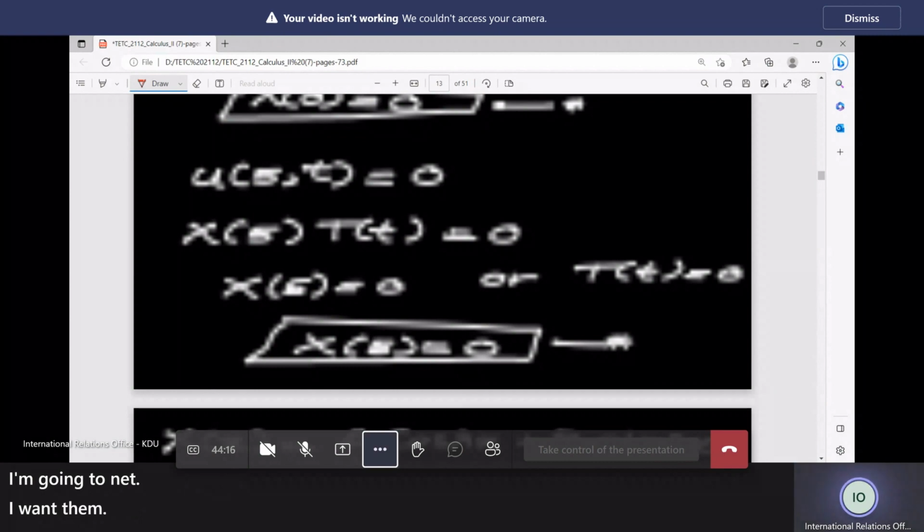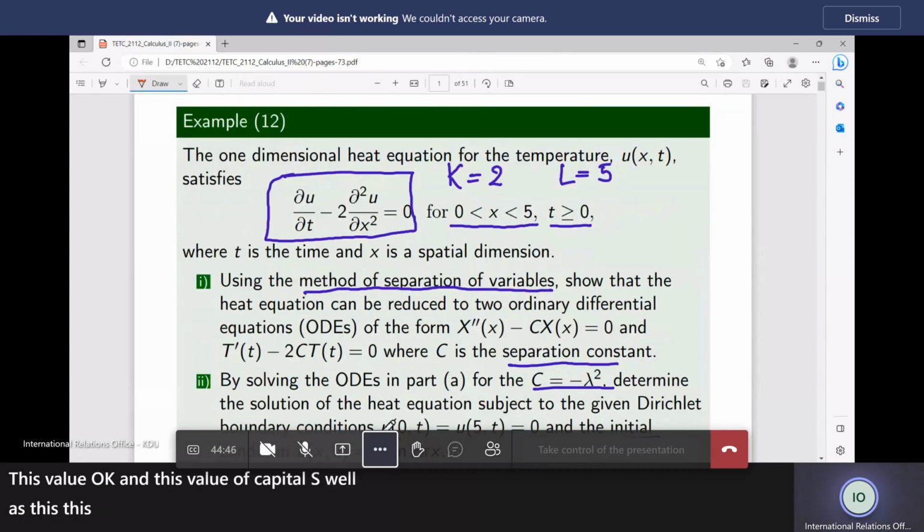The entire process of solving this heat equation is a complete question in the examination. I am planning to provide this same type of problem. Maybe the value of k, the value of capital L and the initial function will change. So I will show it here: this value of k, this value of capital L, as well as this initial condition.